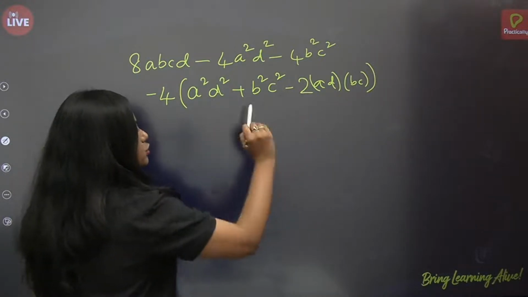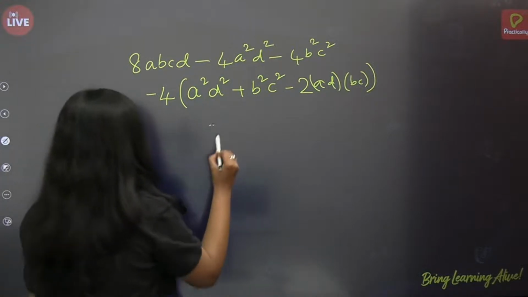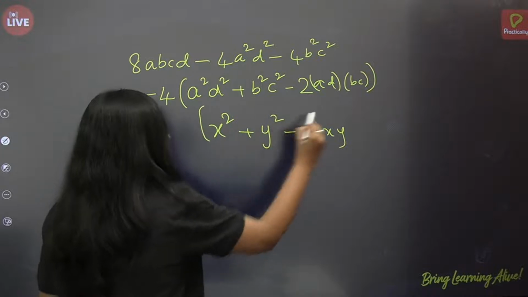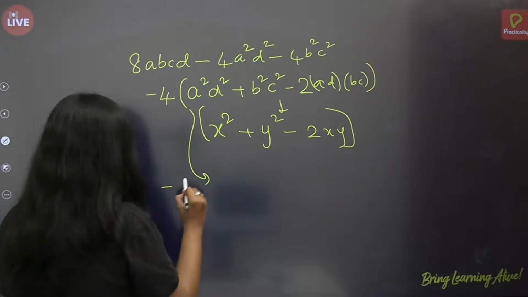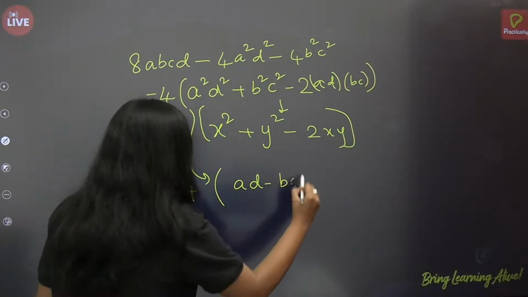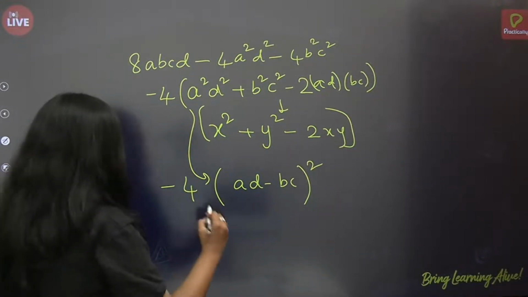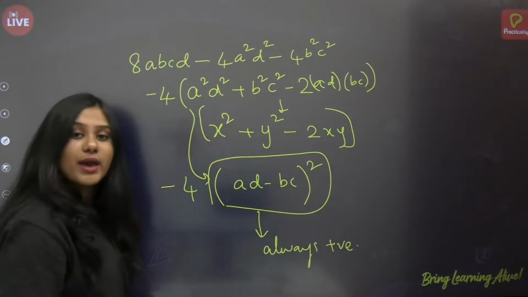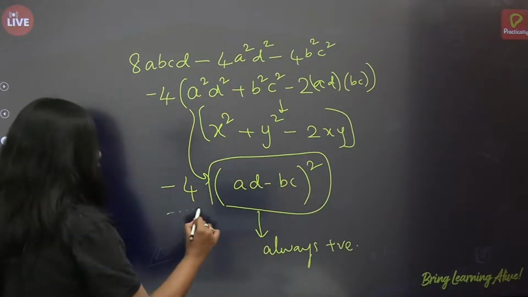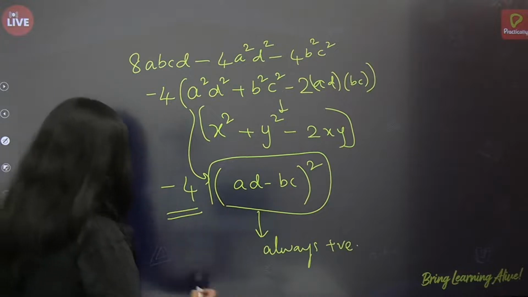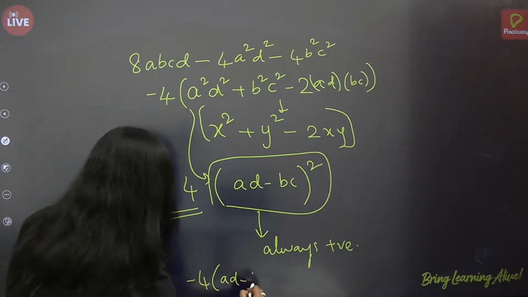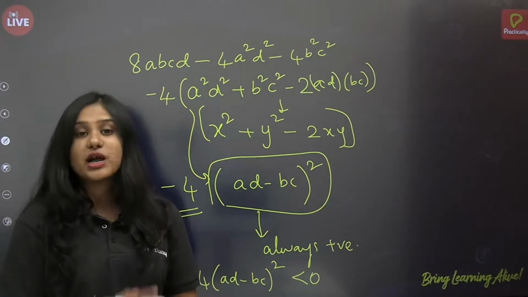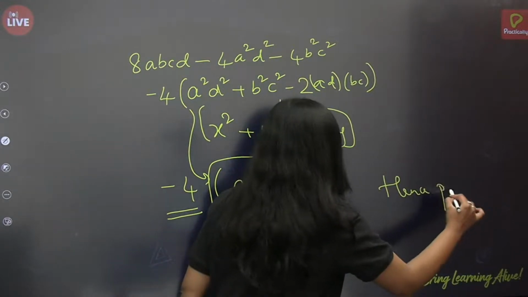Is this of the form a square minus 2ab plus b square? Of course, yes, right? So this is the form. Okay, let us take x square to avoid confusion. x square plus y square minus 2xy. Correct? This is of the form this. So, can I write this as minus 4 of (ad minus bc) whole square? Of course, I can write. And I know that if this is a square term, this will be always positive. Why? Because square term. Correct? Now, if you multiply a positive term into a negative number, what is the result? Negative, correct? So, we can say that minus 4 of (ad minus bc) whole square is less than 0. If the discriminant is less than 0, what do we get? The equation has no real roots. So, hence proved. Okay?